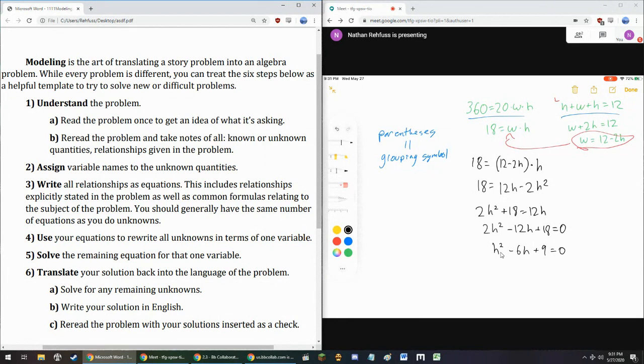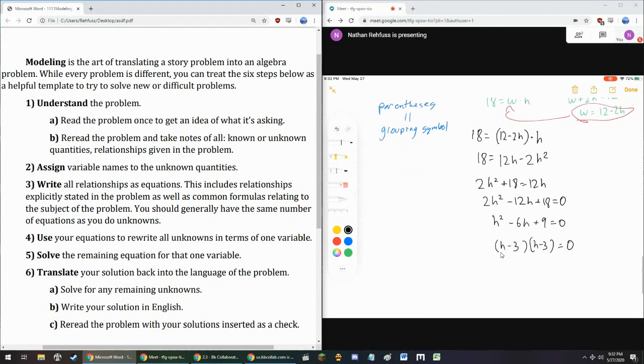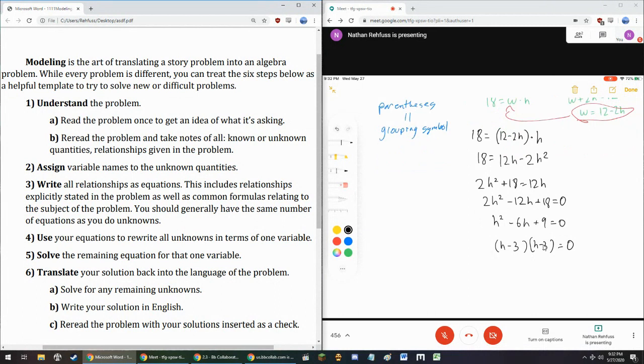Feel free to pause if you want to guess it yourself. Otherwise, I can go right ahead. Okay. And our factors are h minus 3, both of them. -3 plus -3 is equal to -6. -3 times -3 makes a positive 9.